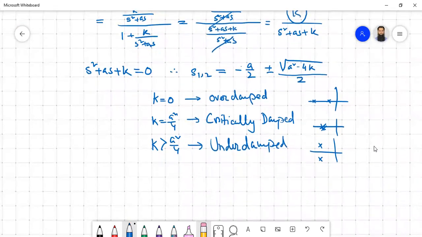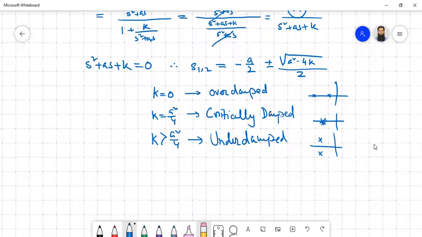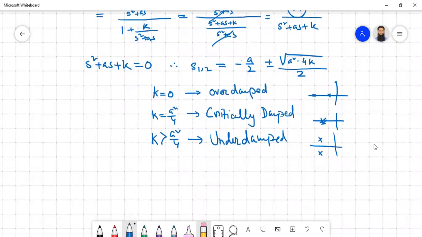As you can see, by changing the value of K, you can achieve different responses. Whatever design criteria is given to you, or you decide for a particular system, based on that you can vary the value of K. And in the third case, the roots S1,2 will be minus a by 2 plus or minus j times the square root of 4K minus a squared, divided by 2. So this is what you're going to get.